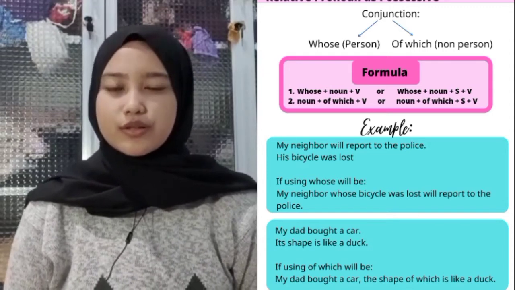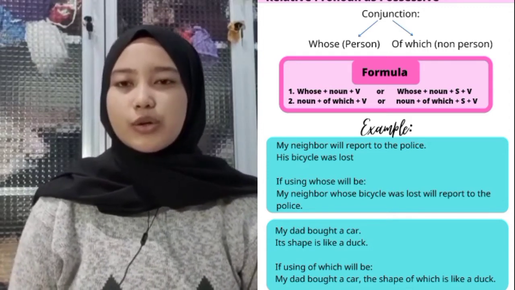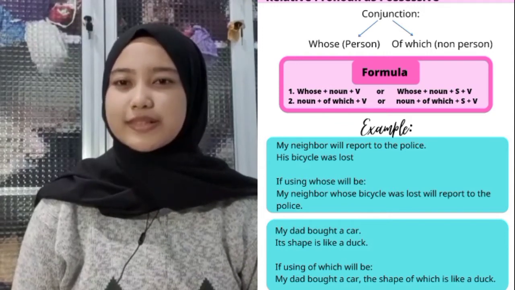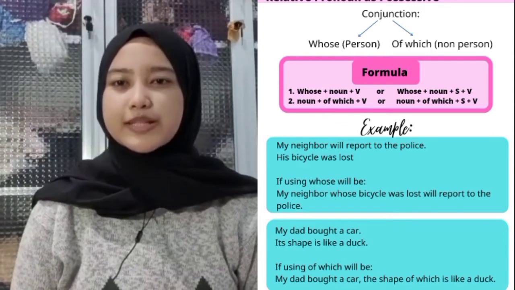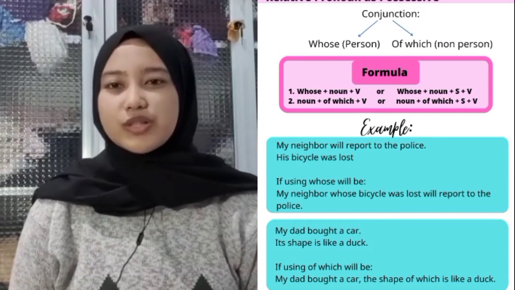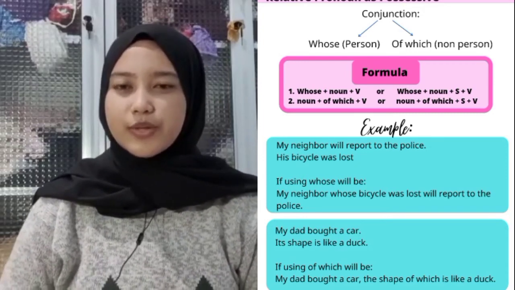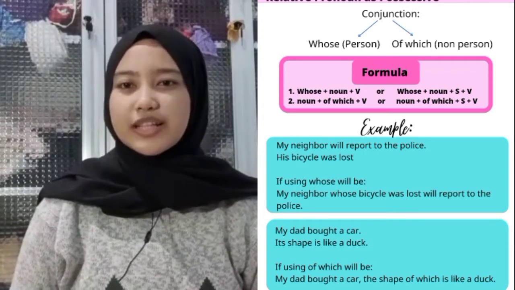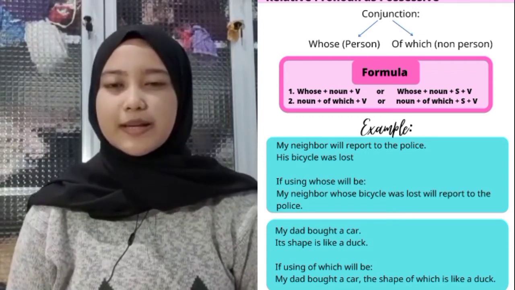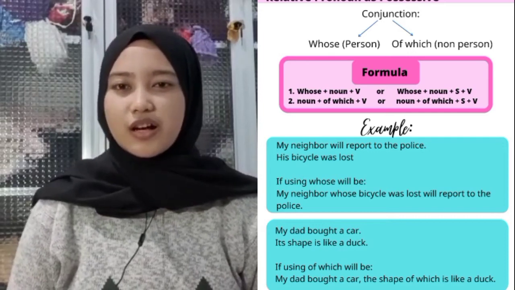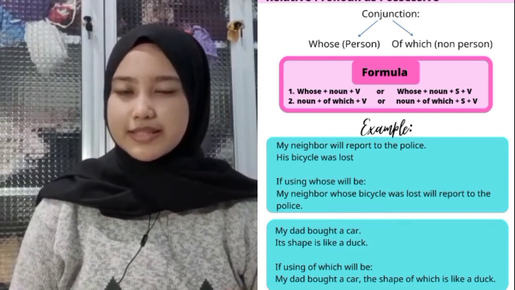When using whose, the formula is whose plus noun plus verb, or whose plus noun plus subject plus verb. When using of which, the formula is noun plus of which plus verb, or noun plus of which plus subject plus verb. Remember, of which are separated by commas.